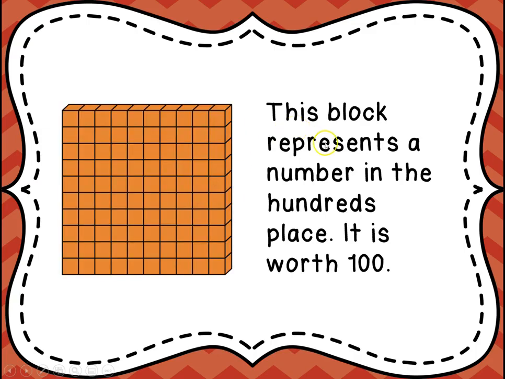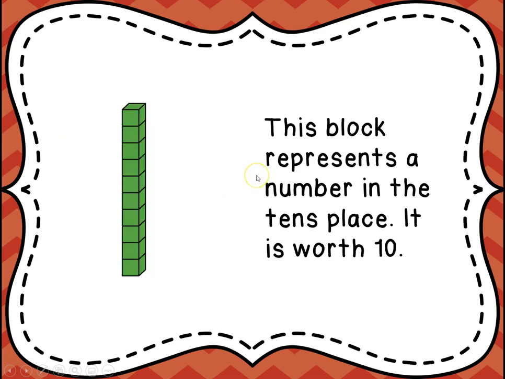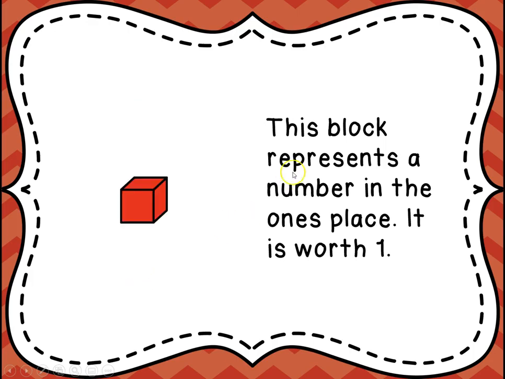This block represents a number in the hundreds place. So this particular picture that we're looking at is worth 100. There are 100 of these squares. And this block represents a number in the tens place. It's worth 10 because each one of these rods has 10 squares. And this block represents a number in the ones place. It's only worth 1 because there's only one of these cubes here.